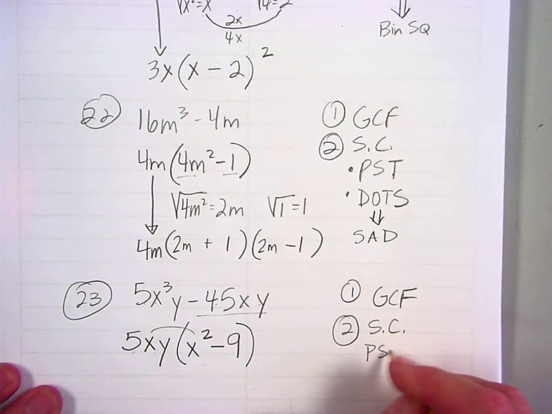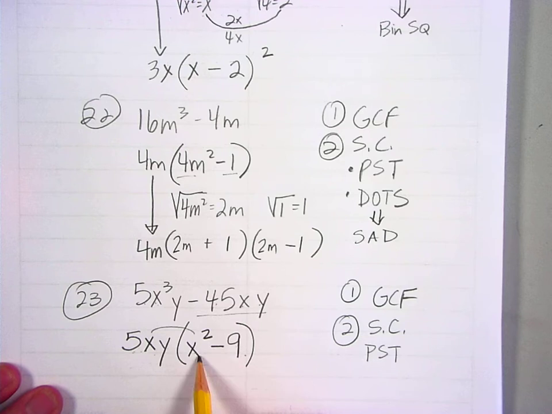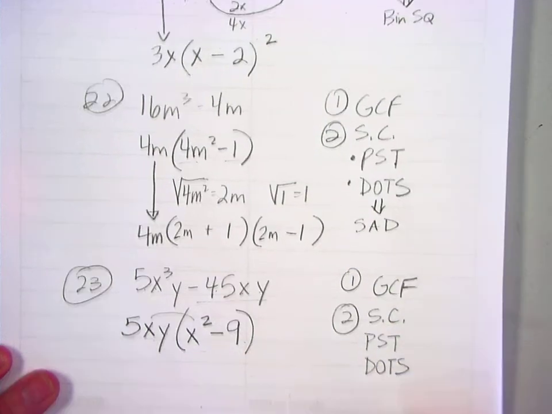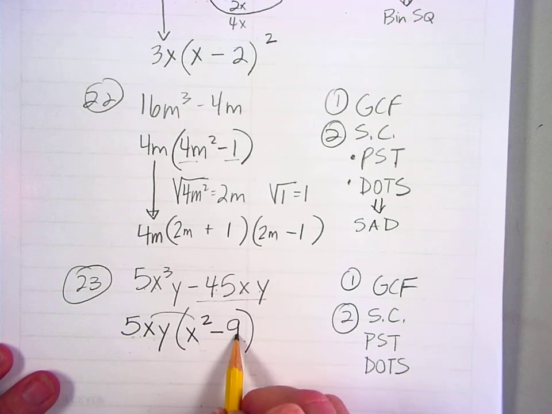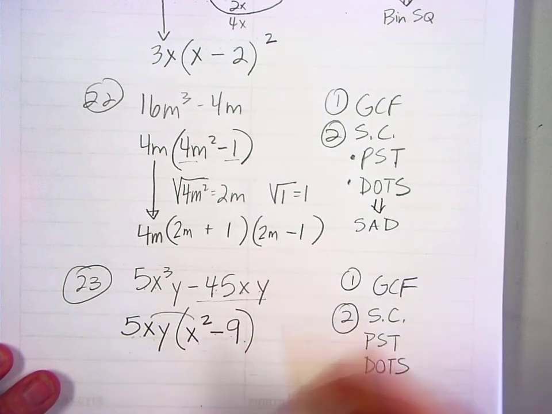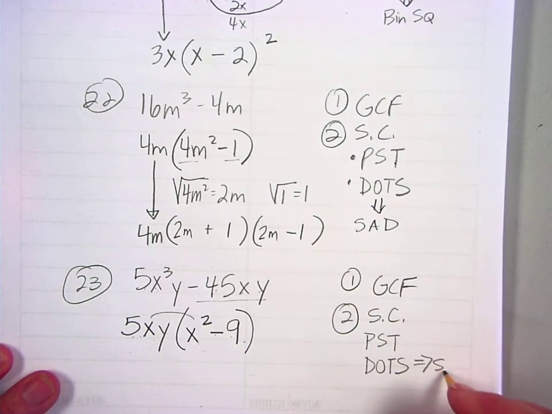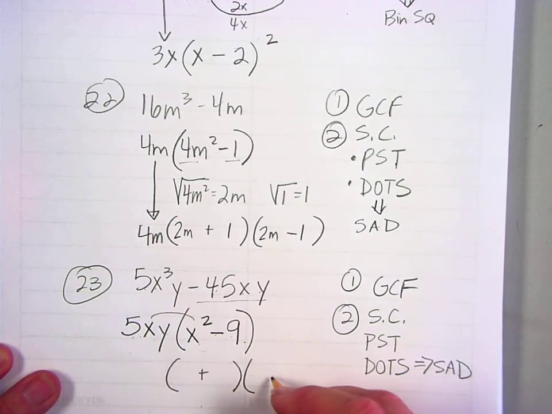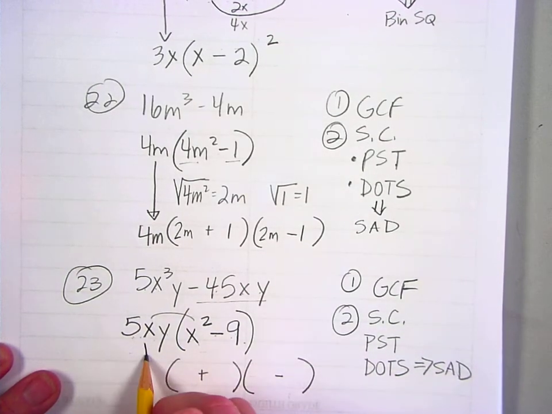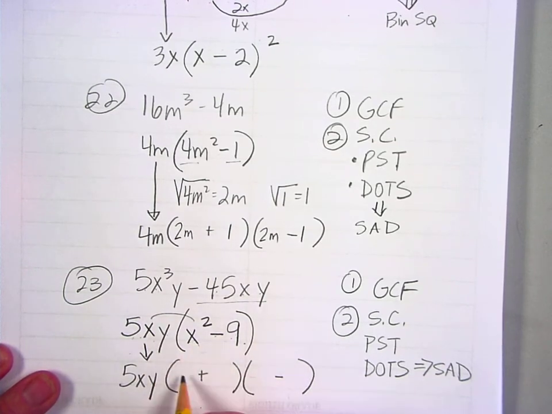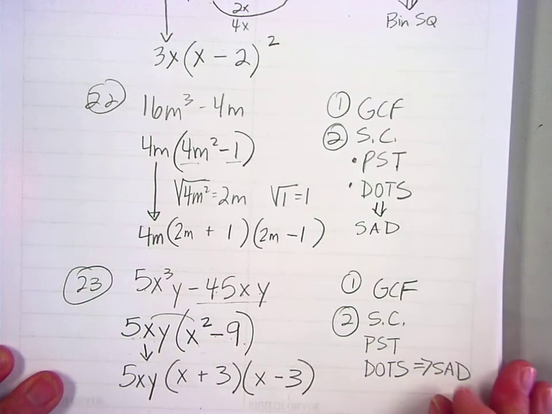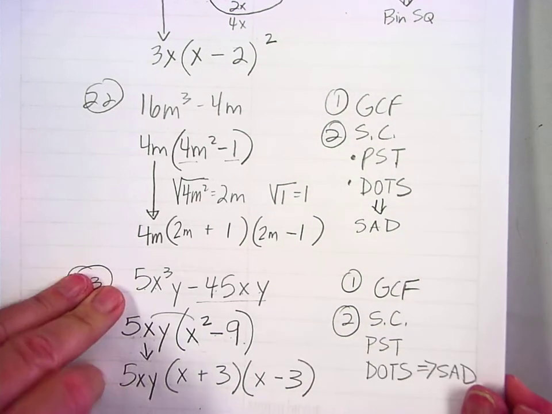Now I'm going to look for special cases. Is it a PST? Nope, it's not even a trinomial. Is it dots? Yes. This is a square, this is a square, this is the difference of two squares. The way I factor that is sum and difference. Sum, difference. Don't forget your GCF. Square root of x squared is x. Square root of 9 is 3. We are done with that one. Okay.